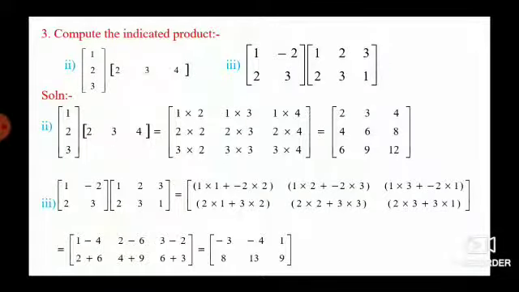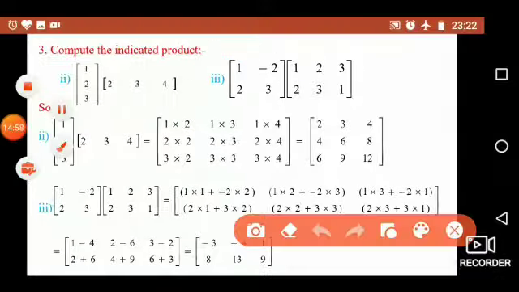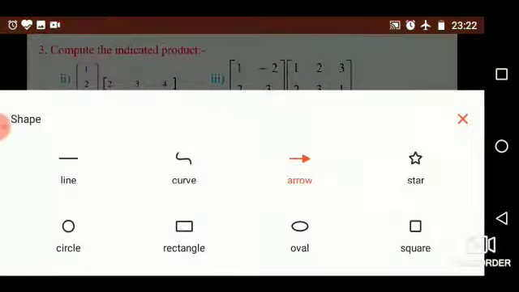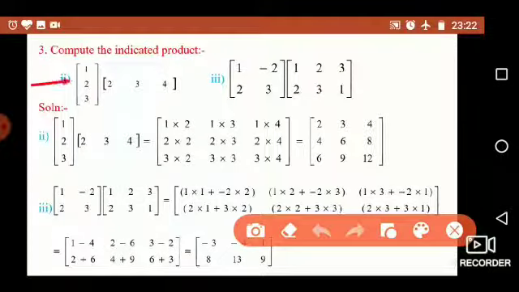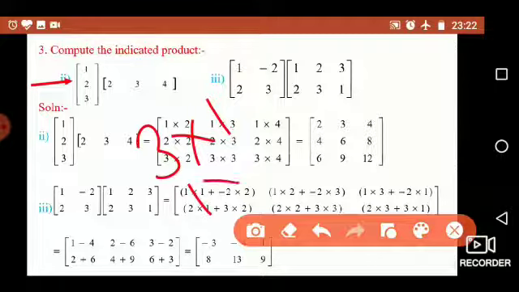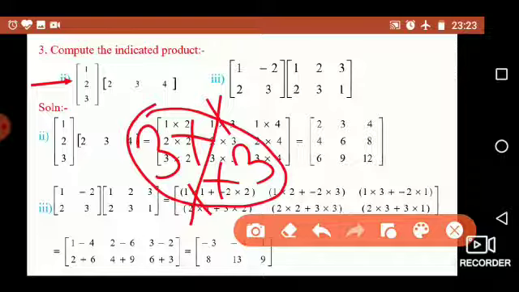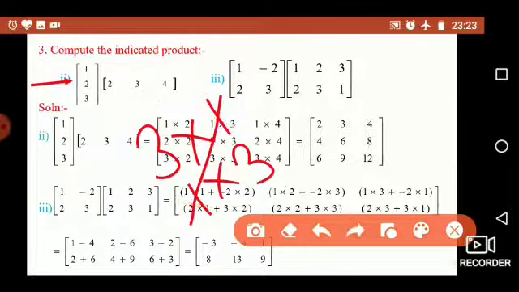Similarly, we can see one more product of matrices. Compute the indicated product. We have to find the product of the given two matrices. The first matrix is of order 3 cross 1 and the second matrix is of order 1 cross 3. Since the number of columns in the first matrix is equal to the number of rows in the second matrix, the product exists and will be of order 3 cross 3. Therefore, there are a total of 9 elements in the product of the given matrices.